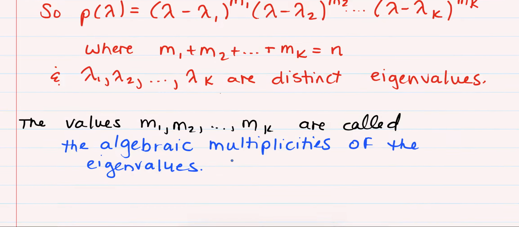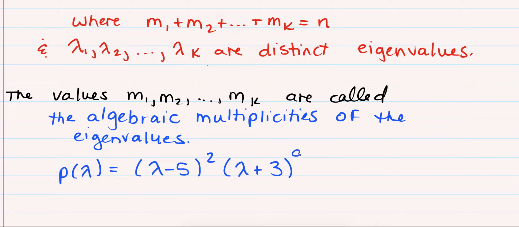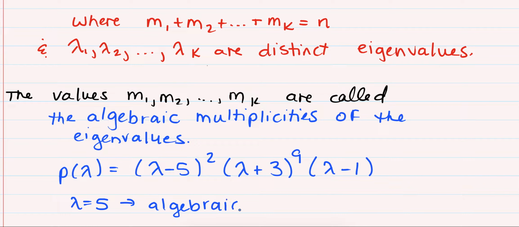So let me tell you what I mean here. Let's say we have the polynomial (lambda minus 5) squared, (lambda plus 3) to the 9th, and let's throw in a (lambda minus 1). If I ask you, what's the algebraic multiplicity of lambda equal to 5? When lambda is 5, the algebraic multiplicity is equal to 2, because that is the power on this linear factor here.